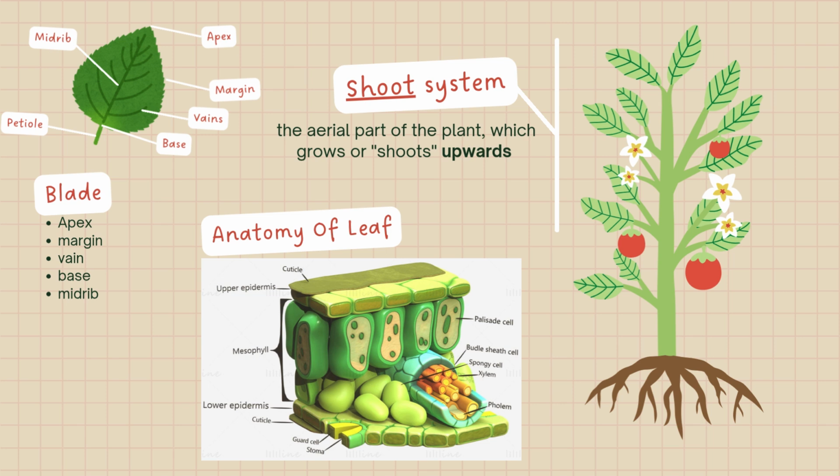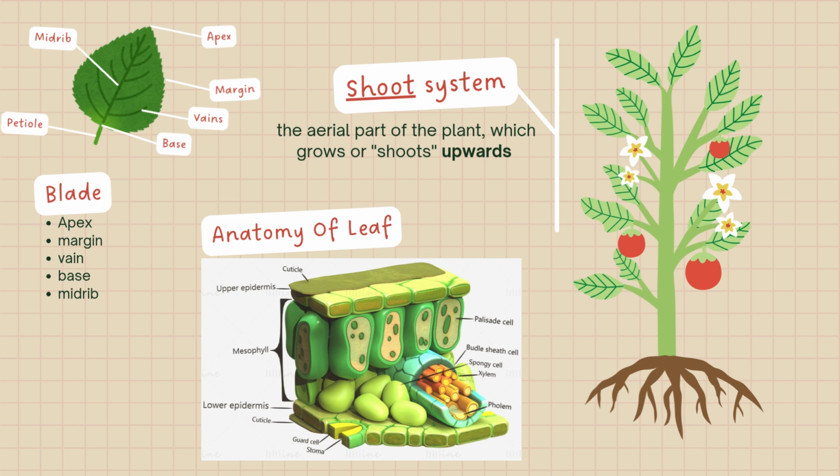include the apex, the tip of the leaf; the margin, the edge of the leaf; the veins, the lines that transport water and nutrients; next the base, where the leaf attaches to the stem; next the midrib, the central main vein; next the petiole, the stalk connecting the leaf to the stem.